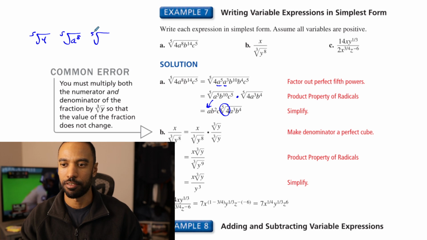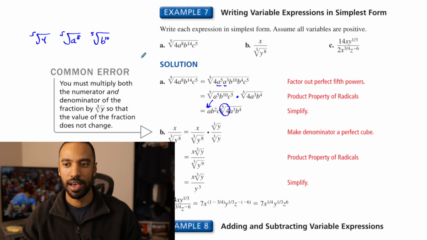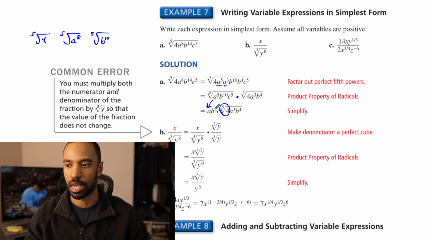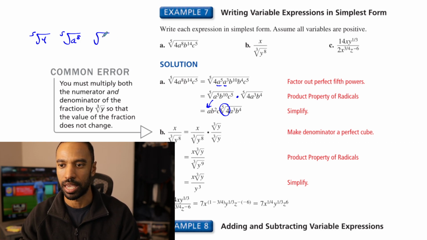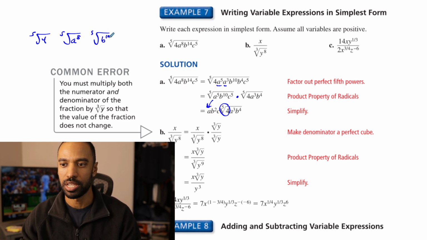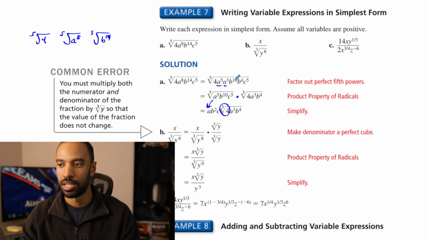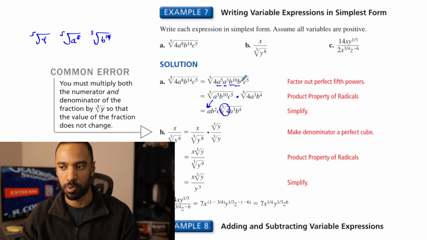Then we also have the fifth root of b to the 10th. Now, 10 divided by 5 is 2. So you're just left with that b squared, and that pulls out to the outside. Oh, I'm sorry, it's 14th. I was looking at its lower step. The fifth root of b to the 14th. Now they split up 14 into b to the 10th times b to the 4th. And keep in mind the exponents are adding in these cases.